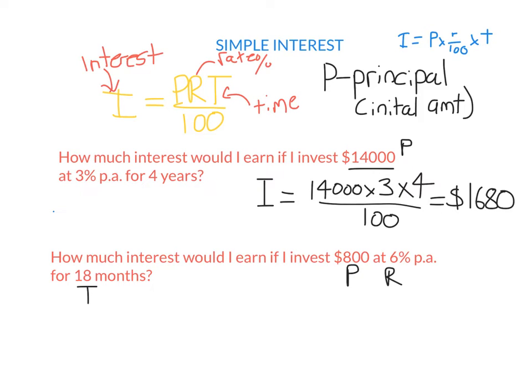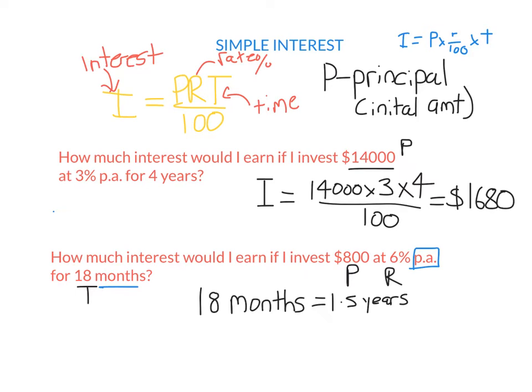Now, as I said before, T and R have to be in the same unit. So the problem here is that R is PA, which means per annum or per year. So R's like years, if you like, but T is in months. So when that happens, you need to change T so it's in years. So 18 months, if I want to change that to years, I need to divide by 12. 18 months is 1.5 years, okay? So months to years, you divide by 12.